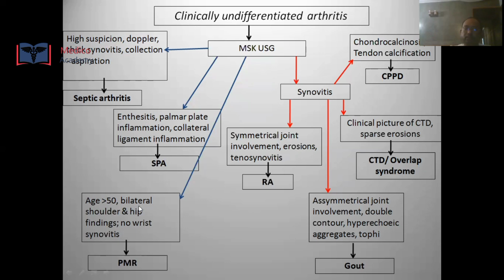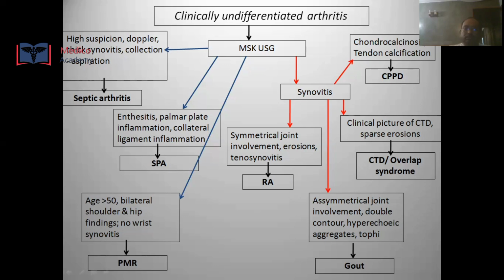If the patient is elderly, more than 50 years, with bilateral shoulder and central joint involvement with no wrist synovitis, polymyalgia rheumatica can be thought of. If there is another group of disease where there is synovitis and we get other findings such as chondrocalcinosis, tendon calcification, CPPD, and there is a clinical picture of connective tissue disorder, sparse erosions, then we can think of connective tissue disorder overlap syndrome. If there is asymmetric joint involvement, double contour, hyperechoic aggregate, tophus, gout should be considered. And if there is synovitis with symmetrical joint involvement, erosion, tenosynovitis, rheumatoid arthritis will be considered.